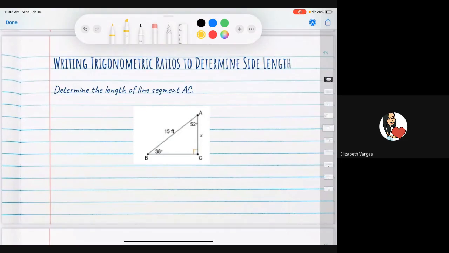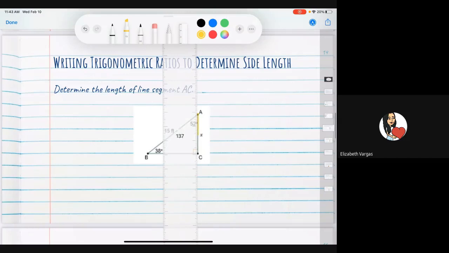So now let's actually use this information to find a missing side length. We're going to write a trigonometric ratio to determine the side length. So determine the length of line segment AC. We're looking for the measure of side length AC. We're looking for the angle measure of that side length. And so what we want to do is input a specific acute angle, and I'm going to use this one right here.